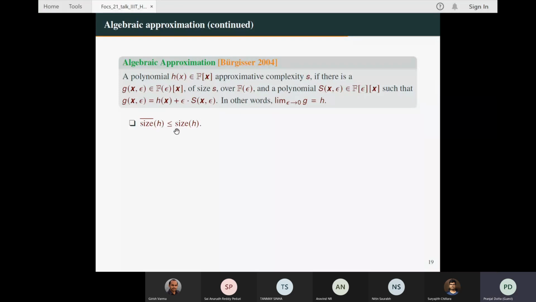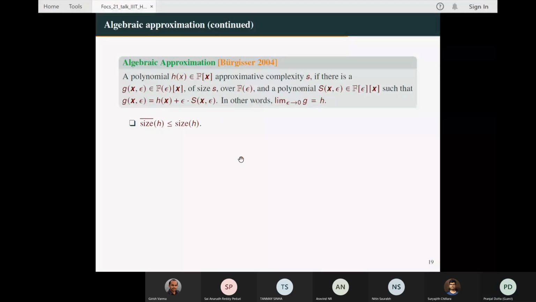It is easy to show that size bar of H is less than or equal to size of H, because you can just take G as H. G(x) is H(x) plus epsilon times 0. So trivially, if you can exactly compute, you can obviously approximate. This is the sense of this inequality.